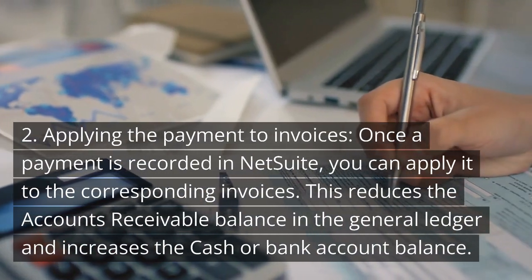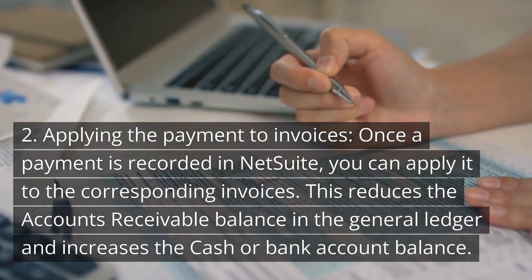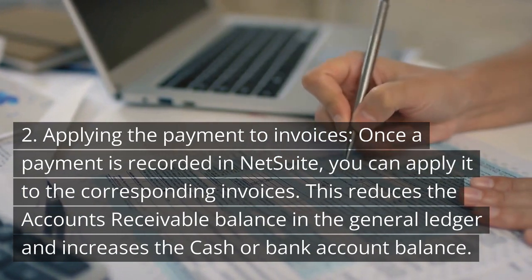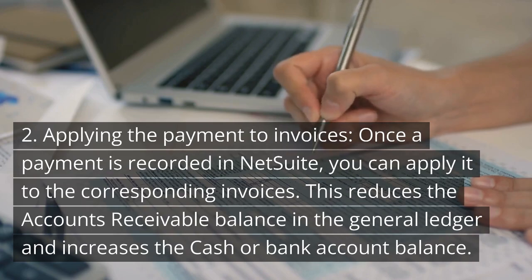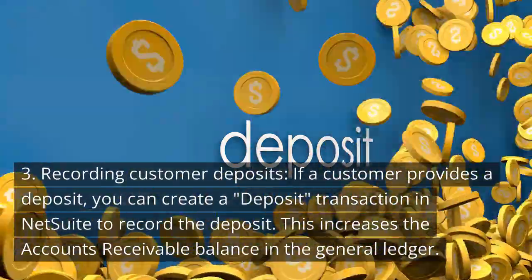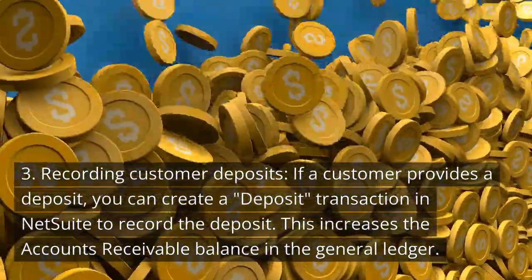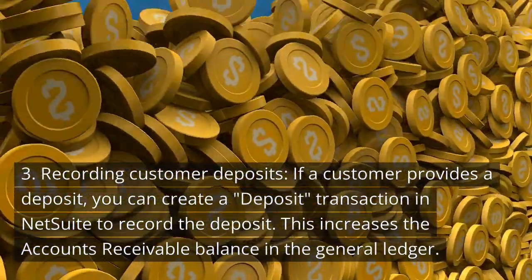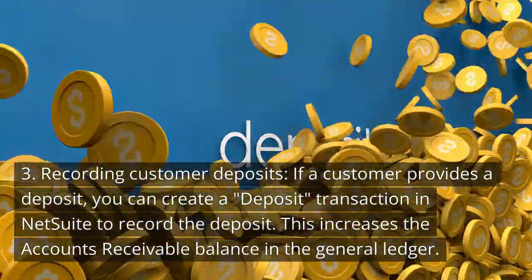2. Applying the payment to invoices. Once a payment is recorded in NetSuite, you can apply it to the corresponding invoices. This reduces the accounts receivable balance in the general ledger and increases the cash or bank account balance. 3. Recording customer deposits. If a customer provides a deposit, you can create a deposit transaction in NetSuite to record the deposit. This increases the accounts receivable balance in the general ledger.